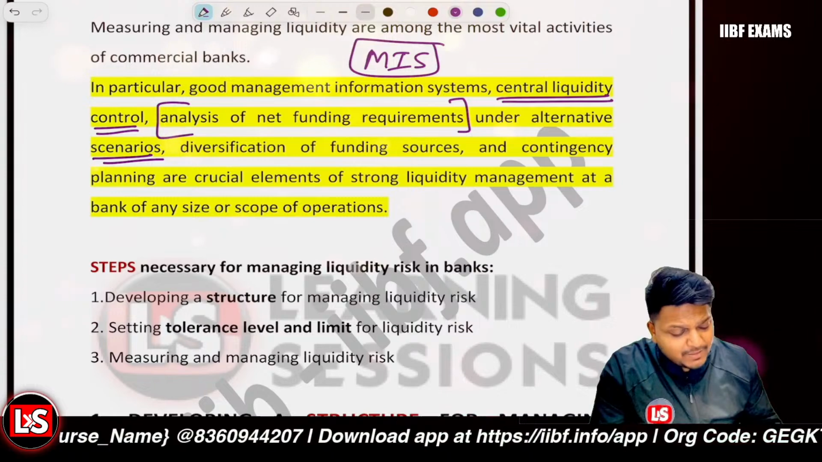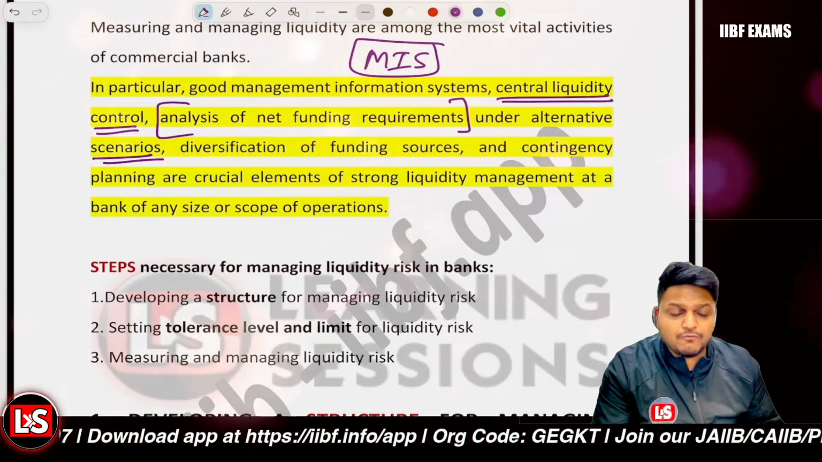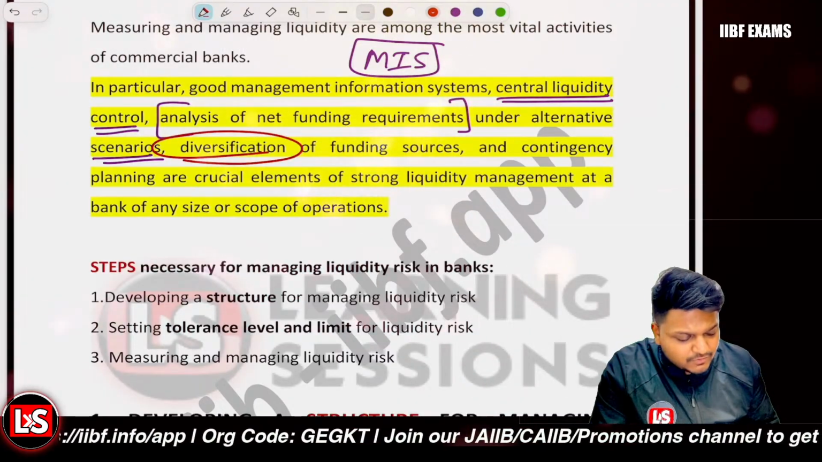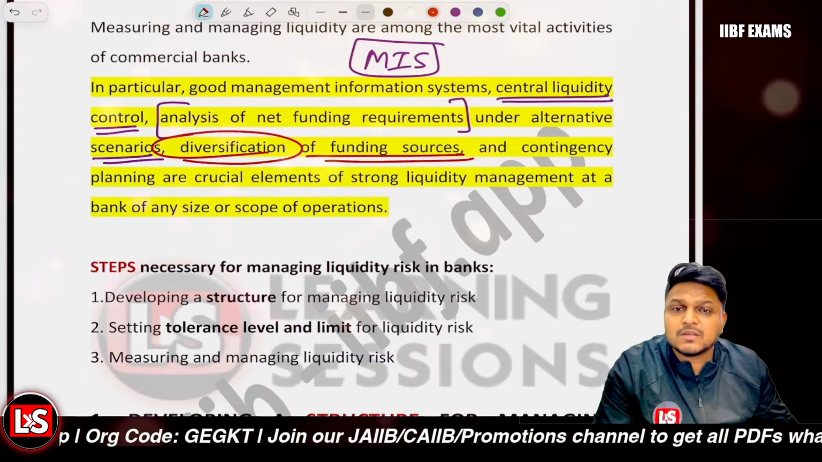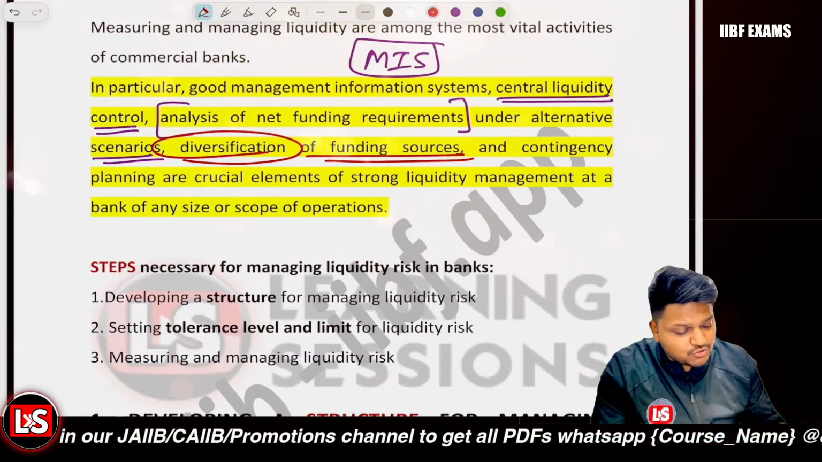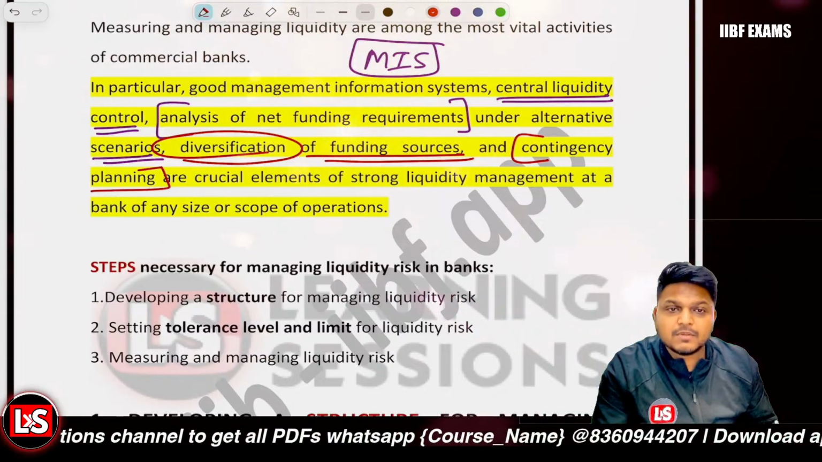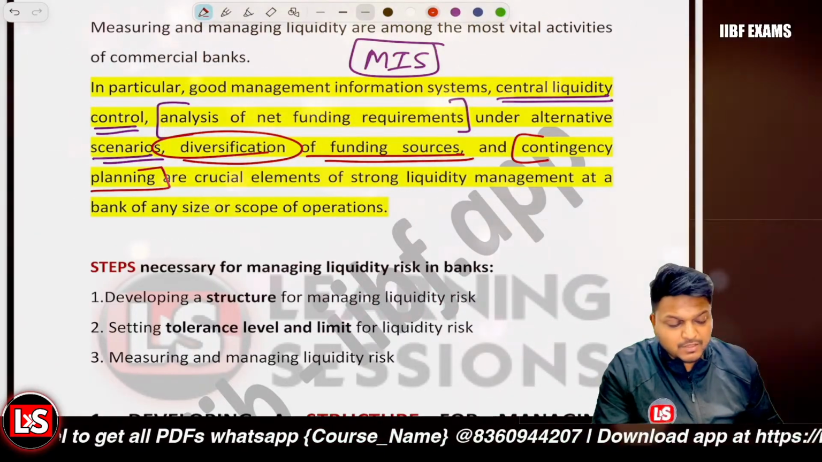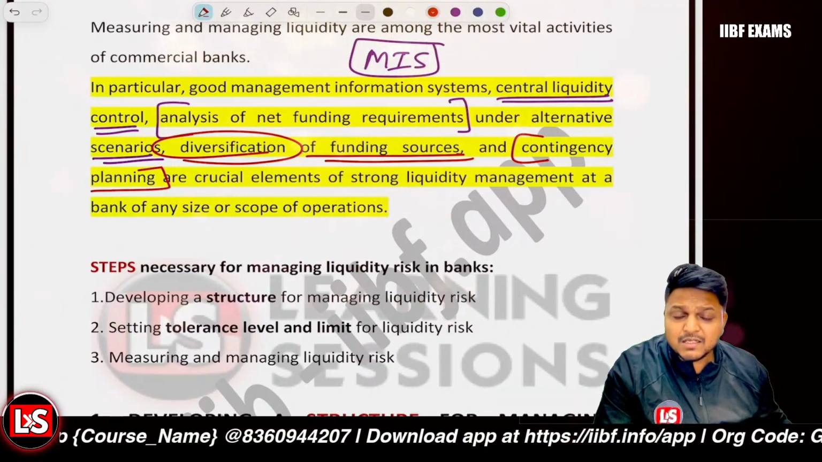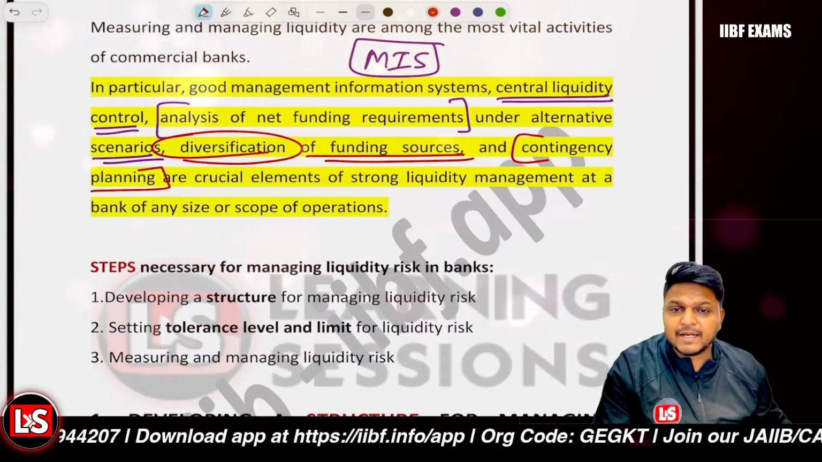And definitely we should have diversification of the funds, like multiple funding sources, and there should be a backup plan for the crisis situation. Means contingency planning should be there. So these things are to be taken care of. These are the key elements of strong liquidity management, right?